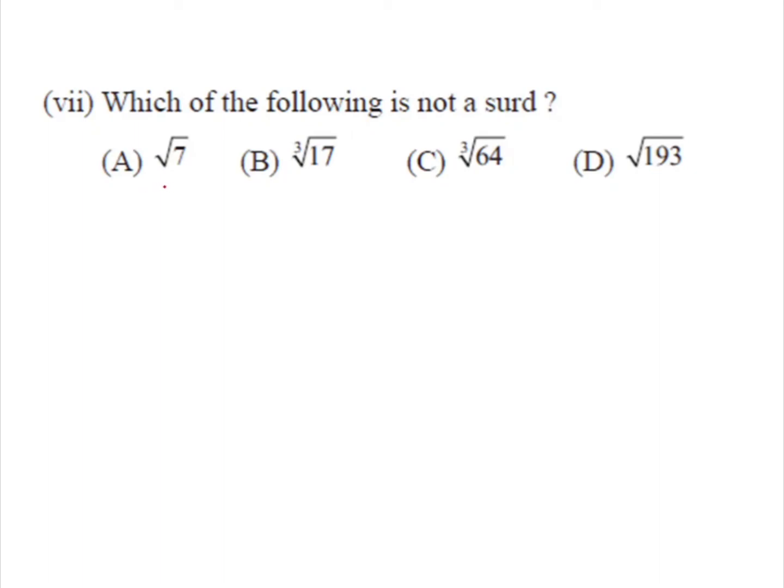So these four options are given: root 7, cube root of 17, cube root of 64 and square root of 193. We have three conditions which must be satisfied to have a surd. That is, if we have the nth root of a, which is the general form of a surd, where n must be any integer greater than 1, a must be a positive real number, and the whole number, the nth root of a, must be an irrational number. So these are the three conditions which must be satisfied to be a surd.